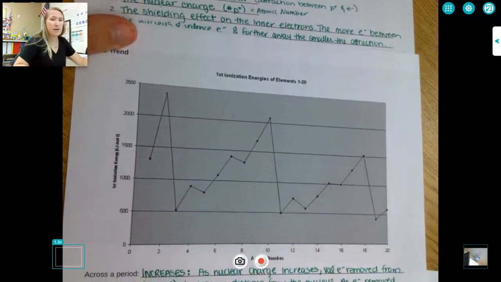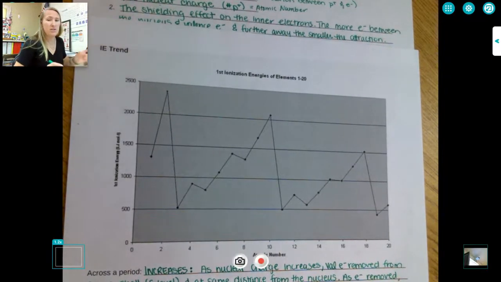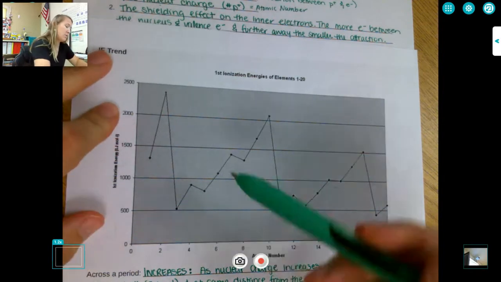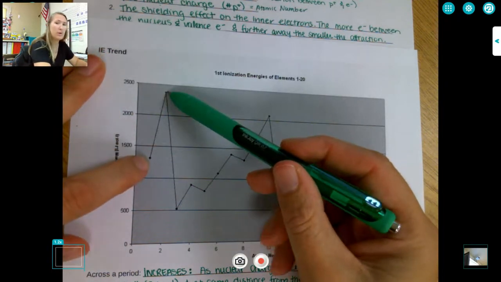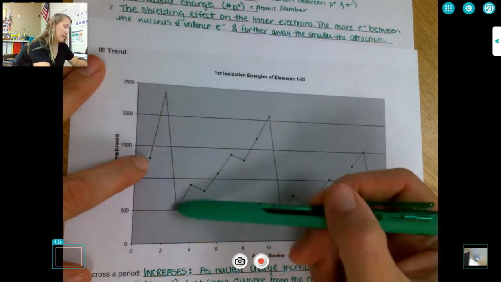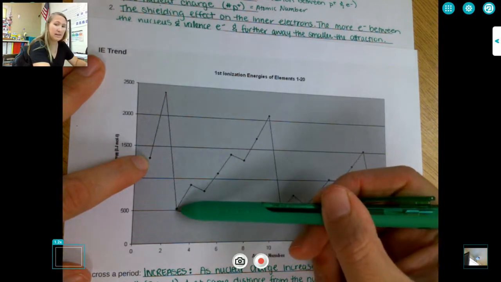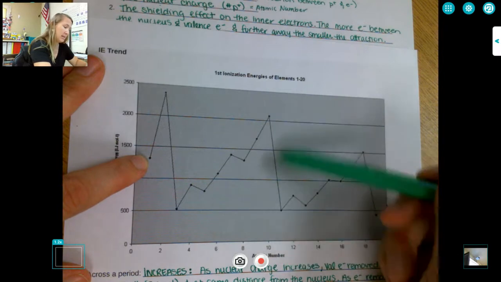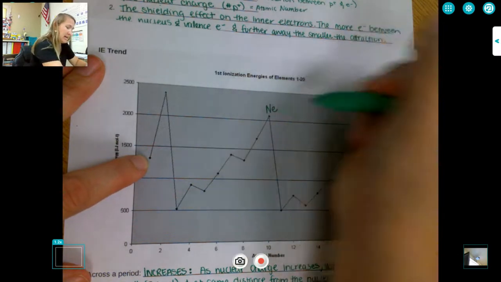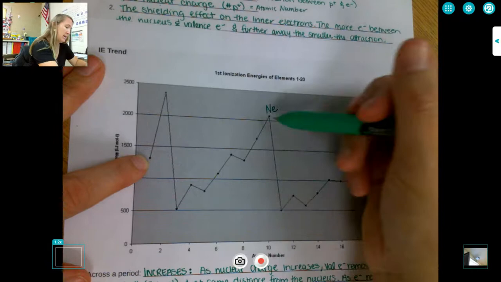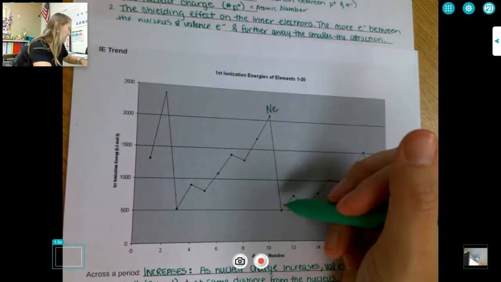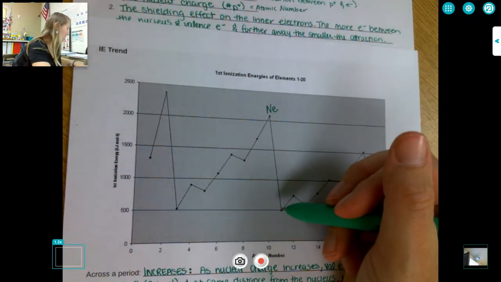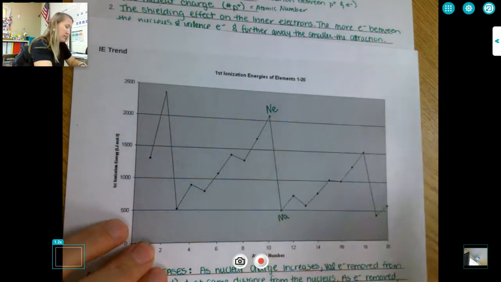So this is a graph of first ionization energies of our first 20 elements. And we can see that we have this overall trend where we go up as we go across the period, and then we come back down as I go down to my next row of the periodic table, and then I climb, I hit the end. So number 10, this is neon, right? That's at the end of a row, and then I drop back down. After neon, this is sodium. So it drops back down.